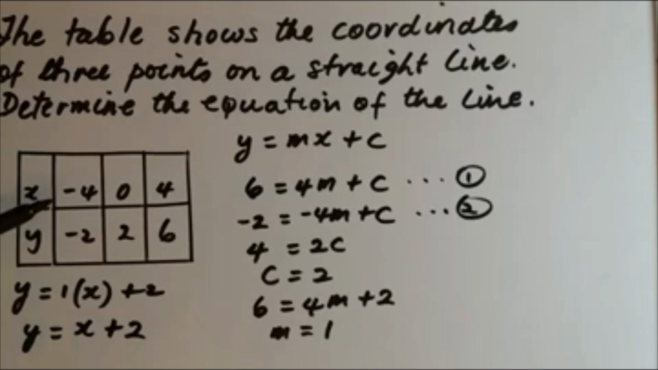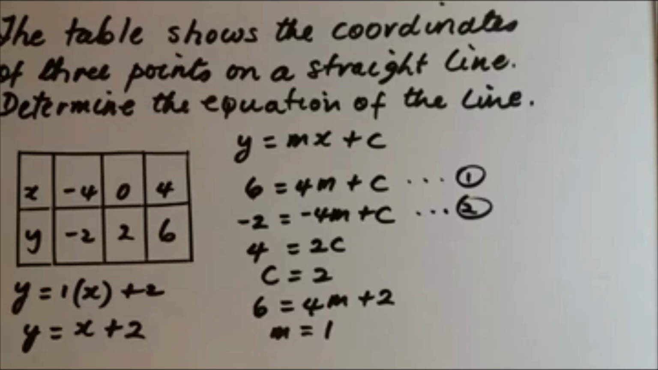If we look at the value x equal to minus 4, plus 2 will give us minus 2, 0 plus 2 will give us 2, and 4 plus 2 will give us 6, and that validates our answer: y is equal to x plus 2.